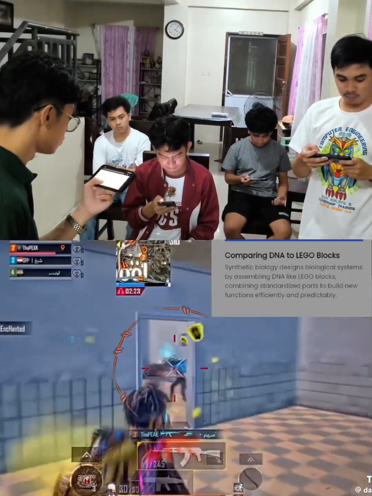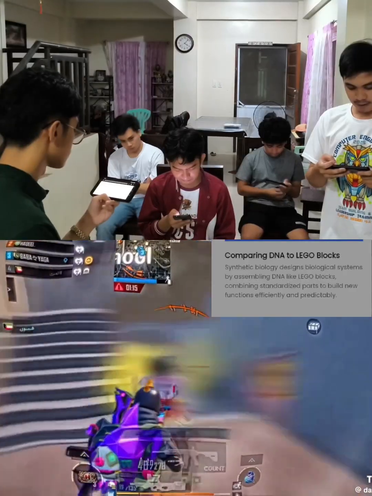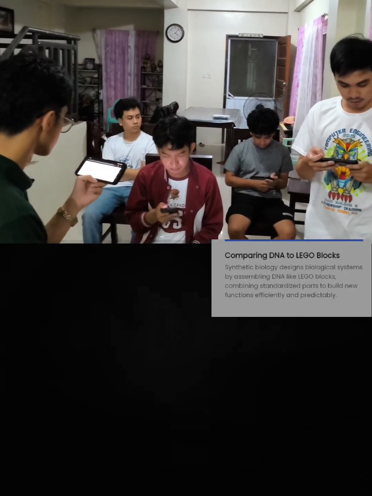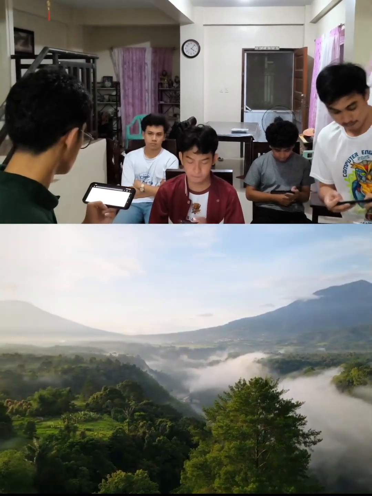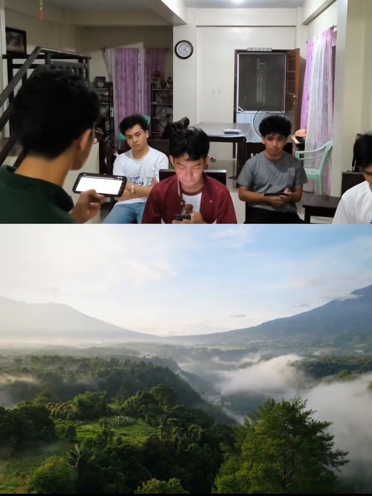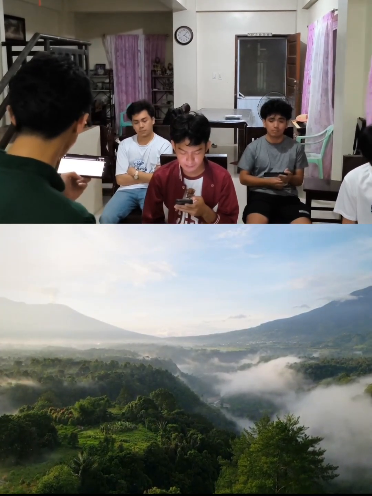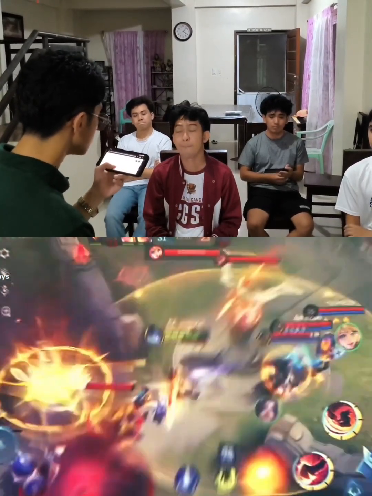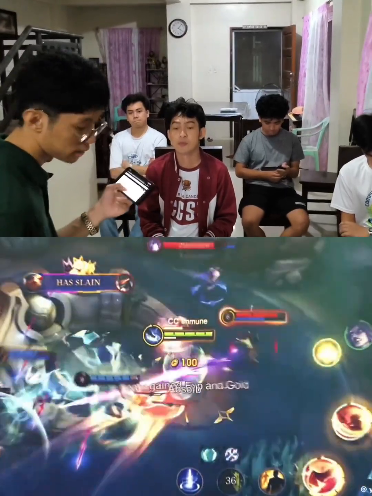Comparing DNA to Lego blocks. Synthetic biology designs biological systems by assembling DNA like Lego blocks, combining standardized parts to build new functions efficiently and predictably. So this analogy highlights modularity. Scientists create libraries of standard genetic parts like promoters, switches, and genes, and assemble them to create predictable behaviors, just like snapping Lego pieces together to build a new model.